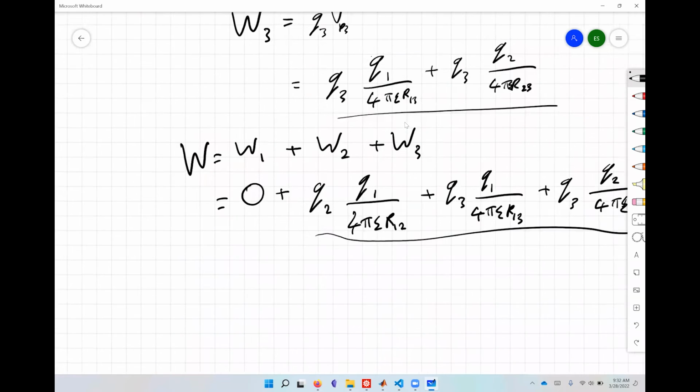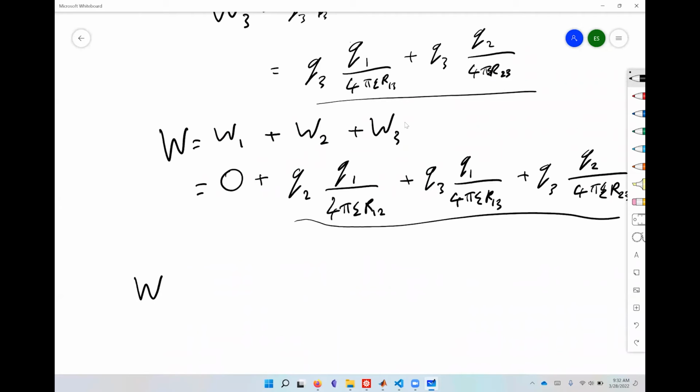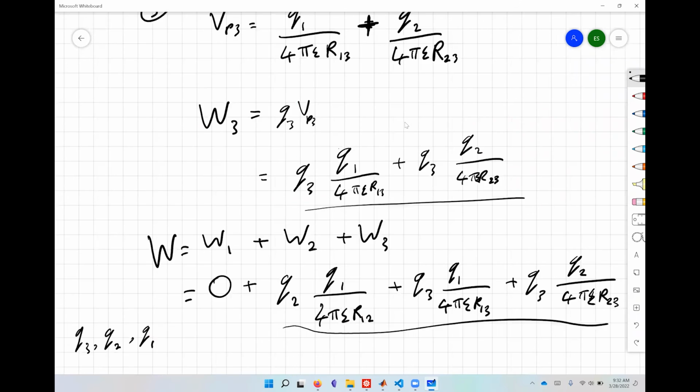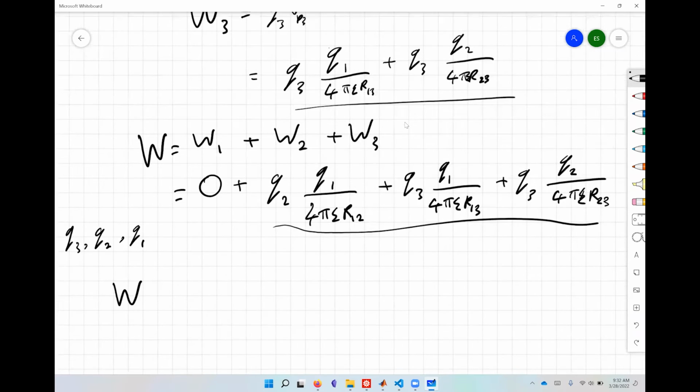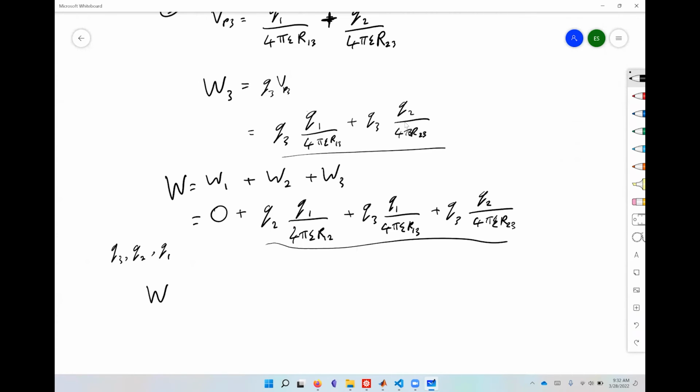So I could calculate the energy by bringing in Q3 first, and then Q2, and then Q1, essentially. I can repeat this calculation and bring in Q3 first, Q2, and Q1. I don't need to repeat it really, because all I have to do in this equation is replace 1 with 3 and 3 with 1, and that's it. I'm done, essentially. Right? I get the same result.